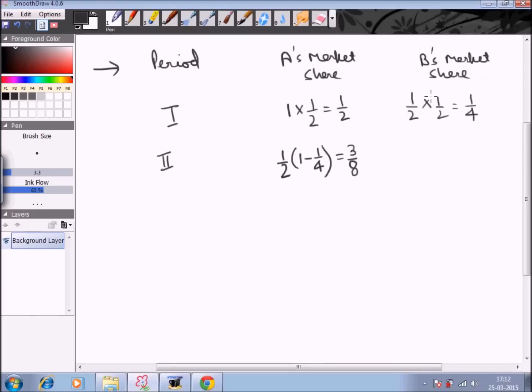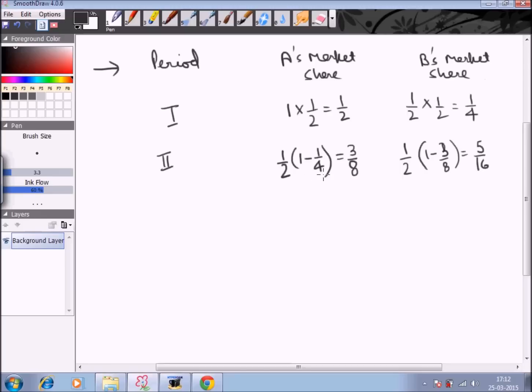Now what will B be doing as a reaction to this? Now he has to find out what is the total market left after A has changed his market share. So he will find half of the market left after A has changed his market share. The whole market was equal to 1. 3/8 was the market which A has started supplying. So the leftover market will be multiplied by half, and that will be the market supplied by B.